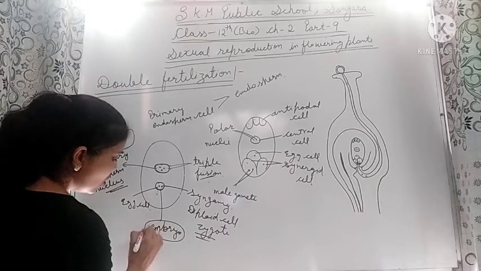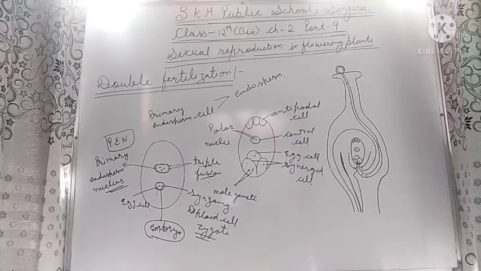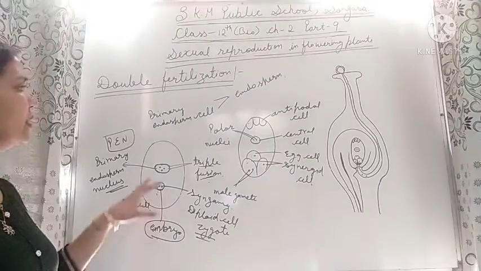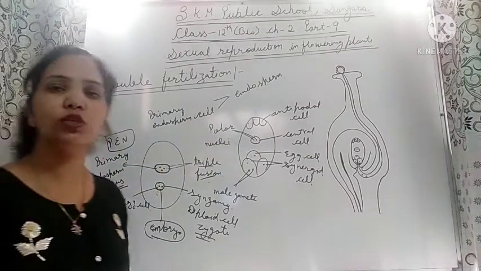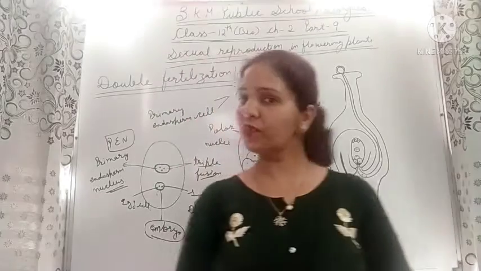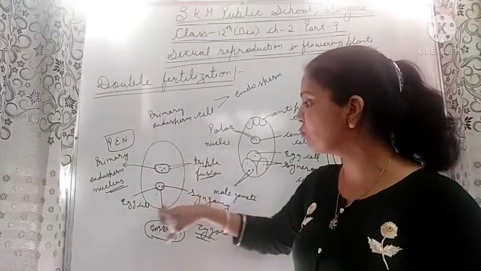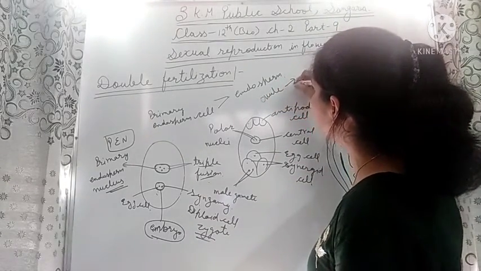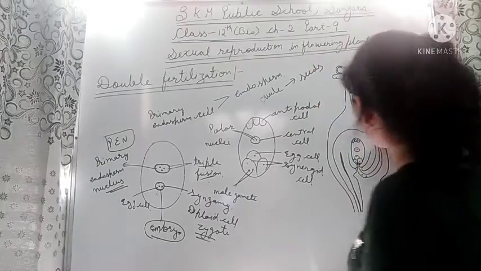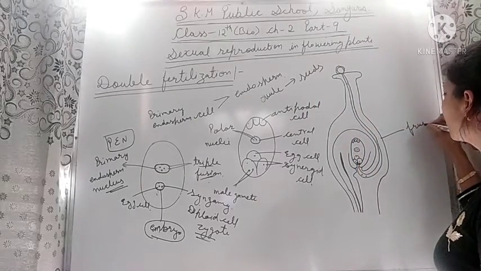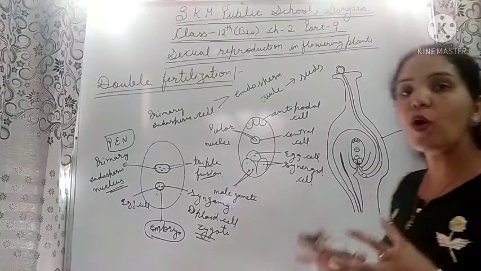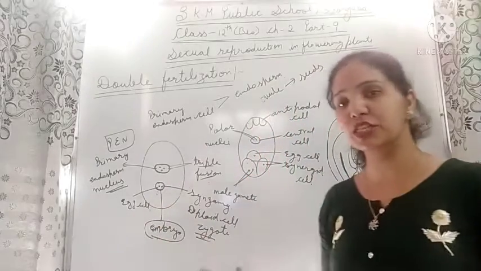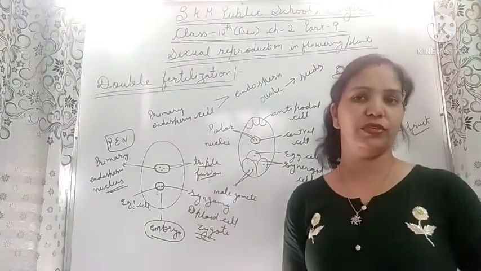So these are the post-fertilization events. The zygote develops into an embryo and the primary endosperm cell develops into endosperm. The ovule develops into seeds and the ovary develops into fruit. The post-fertilization events we will discuss in our next video.